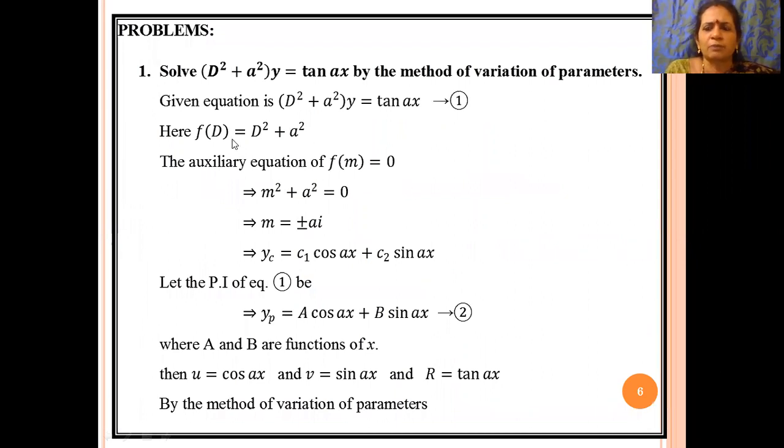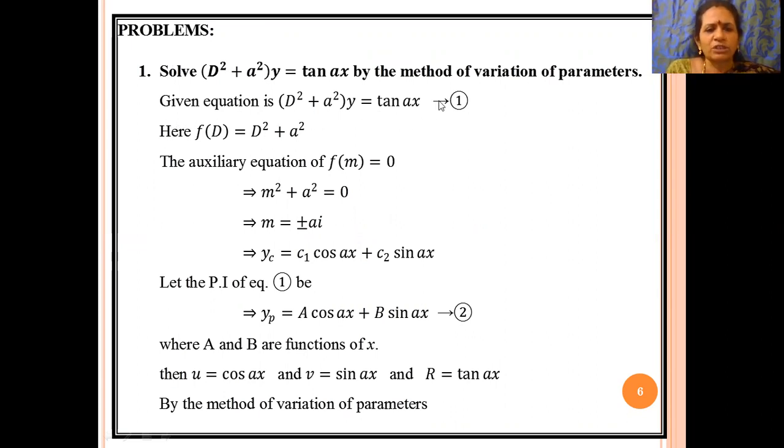See here, problems are there. Solve (D square plus a square) y is equal to tan ax by the method of variation of parameters. This differential equation is given. Right, so here variation of parameters is very important from the examination point of view.